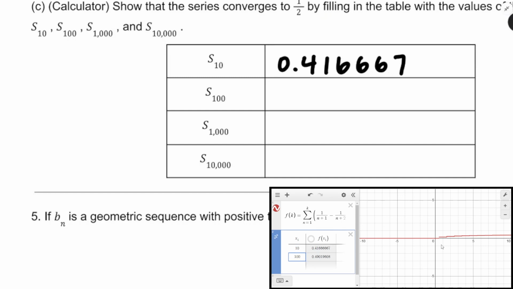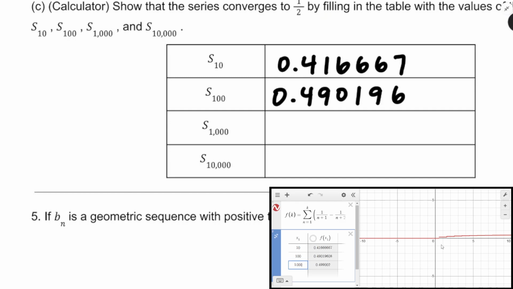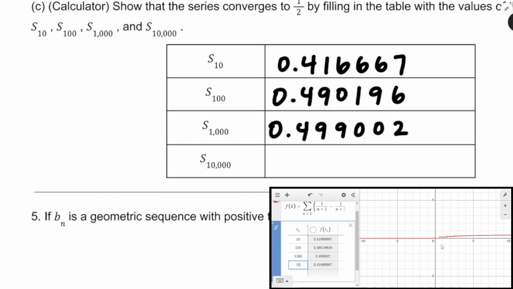10, 100, 0.490196. Okay, and k equals 1,000, I've got 0.499002. And when k is 10,000, I'm going to get 0.4999. Okay, one more 9. Okay, that's interesting.